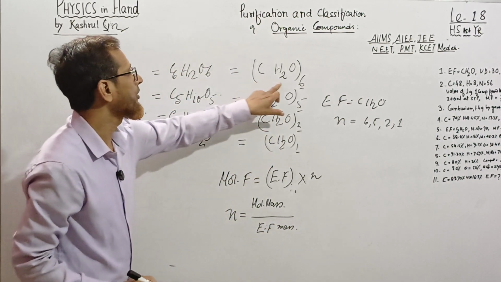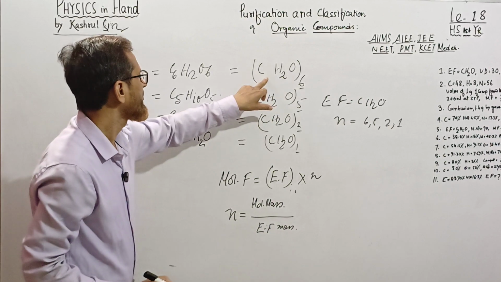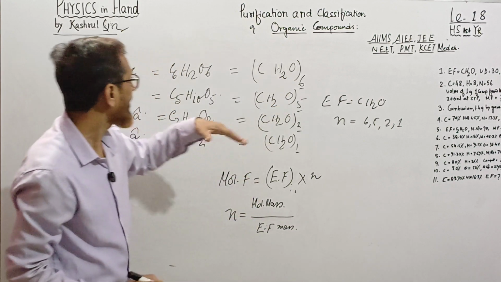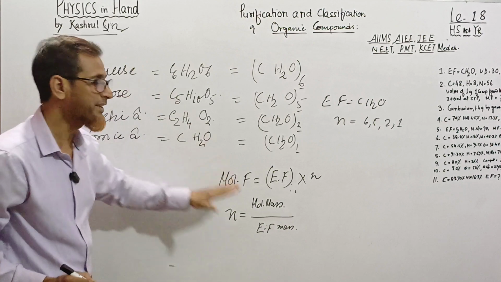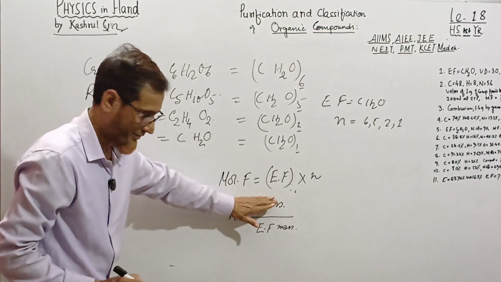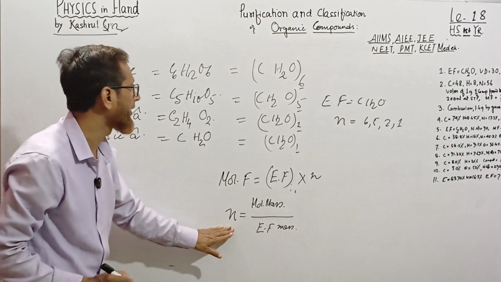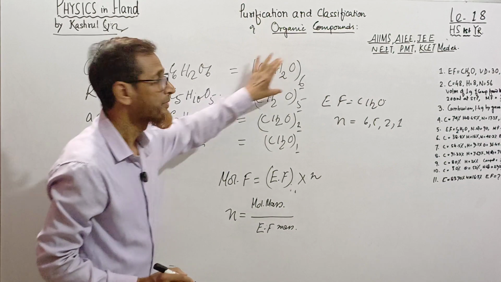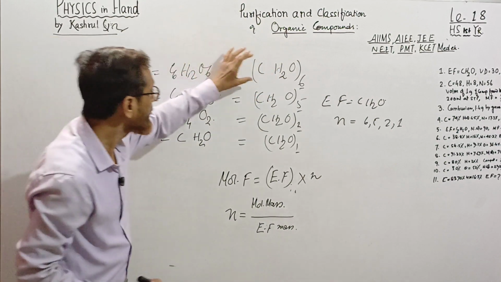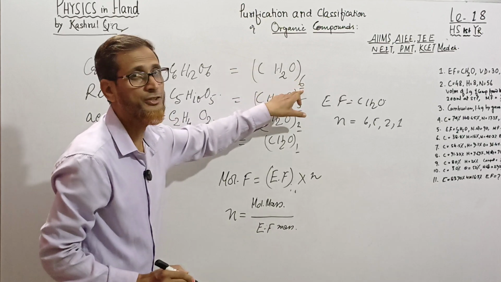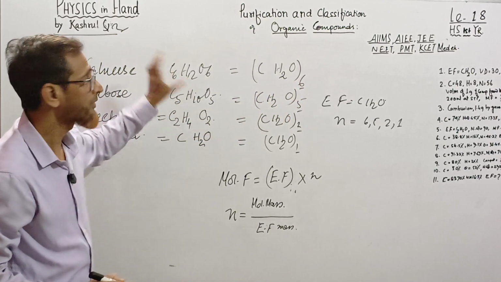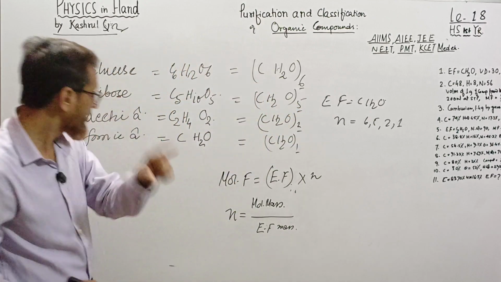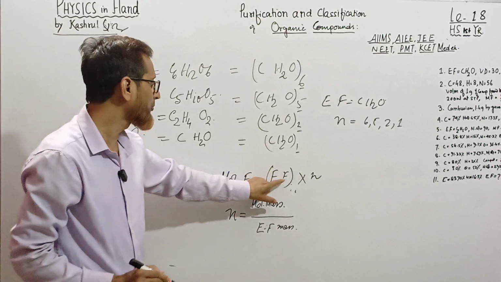You take the mass of the empirical formula, and the molecular mass of the total compound, and take the ratio of these two, you will find n. If you take the molecular mass of this one above and the empirical formula mass below, you will get 6. For the next one, molecular mass above and the empirical formula mass below, you will get n equal to 2. That is, molecular formula is nothing but empirical formula into n.